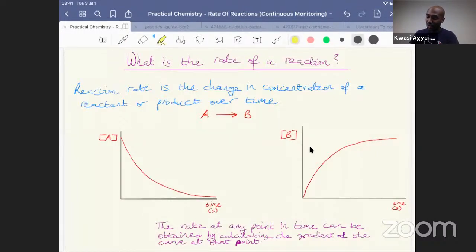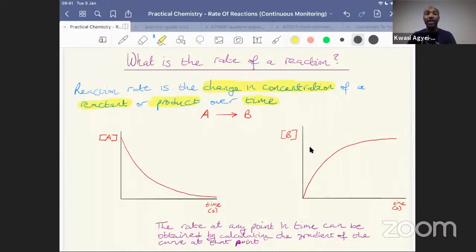Okay, so to emphasize this point, let's highlight the key parts of the definition. It is a change in concentration. That is very important, that in any definition of rates, you're mentioning the change in concentration of a reactant or product. So it could be of a reactant, it could be of a product, over time. So change in concentration divided by time. So all these are important in our definition.